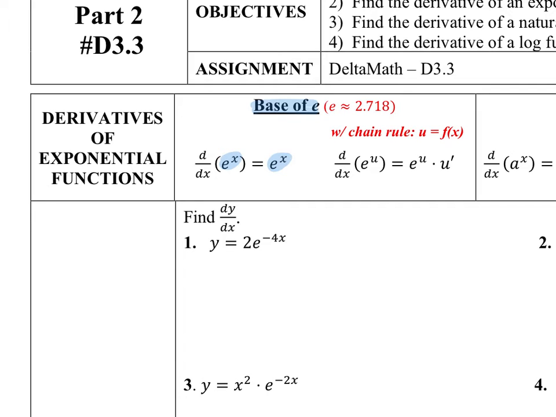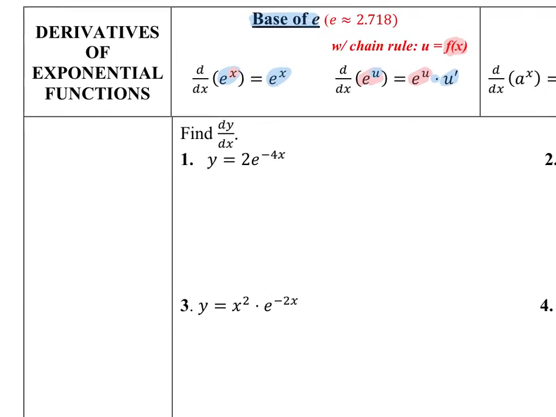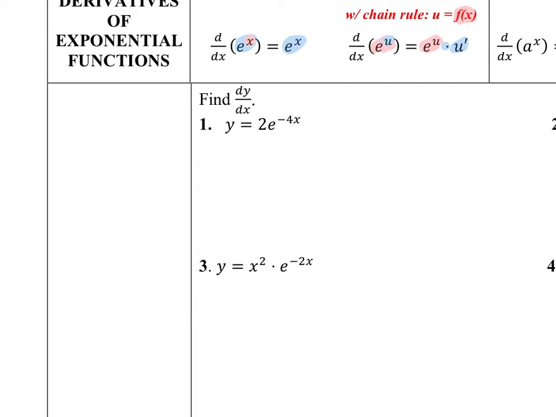So e to the x is its own derivative. If you have something more complicated than just an x as your exponent, so if it's some function of x, then what I do is I write down exactly what I have here. So I write down e to the u as is, and then I multiply times the derivative of the exponent. So u is my exponent, so I just multiply by its derivative.